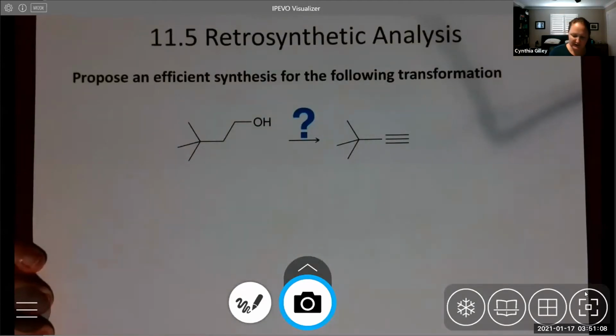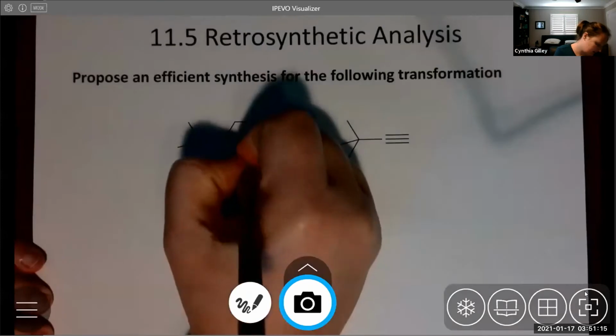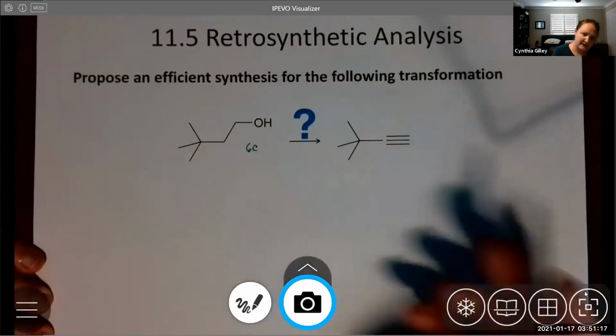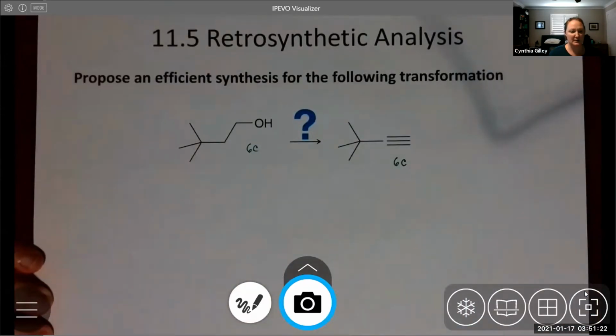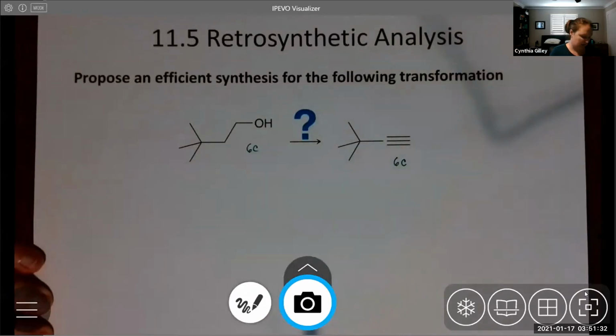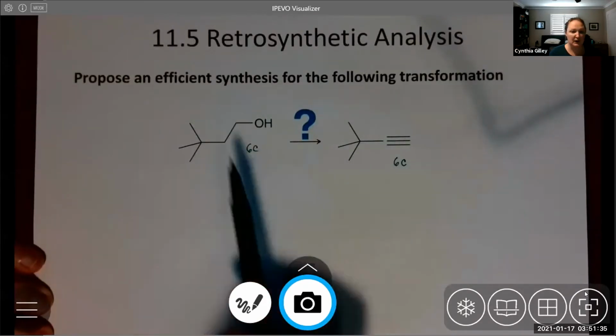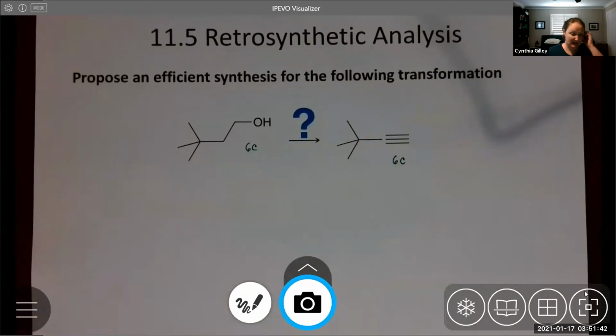So again, first things first, right? Remember, we're counting the carbons. We have 1, 2, 3, 4, 5, 6 carbons. 1, 2, 3, 4, 5, 6 carbons. So we don't need to form any carbon-carbon bonds. We just need to do a functional group transformation. Specifically, we need to remove this alcohol group and end up with a triple bond. So that's our goal. There's no way to do that in one step. We need to sequence a series of steps together that will eventually allow us to get there.